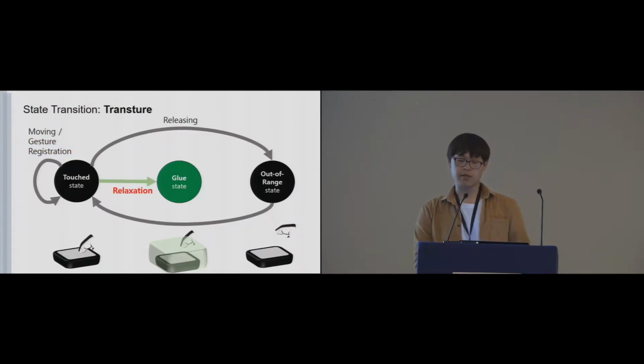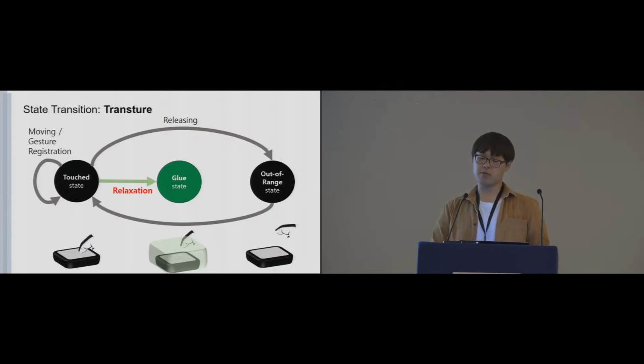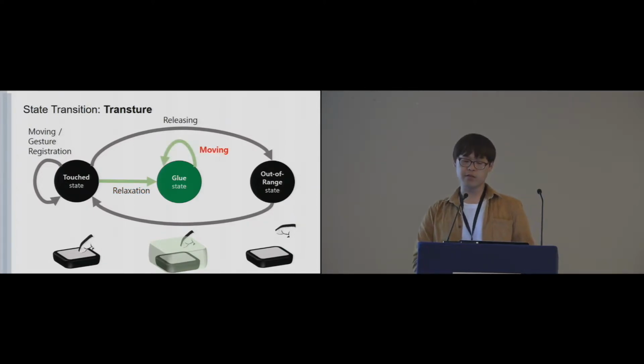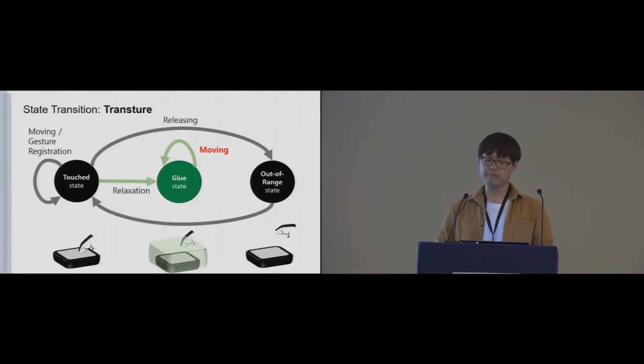The next step is the relaxation action for state transition from touched state to glue state. After a finger is released from the touch screen, a user can finish the touch gesture or can start a continuing gesture in glue state. So if a user wants to do a continuing gesture in the air, the user should do a relaxation action. After the relaxation action, a user can continue the gesture in the air. Then finally, a user can finish transfer with a terminating action.